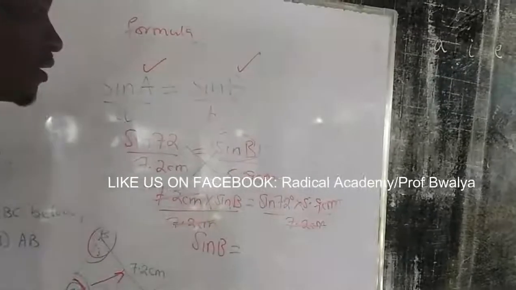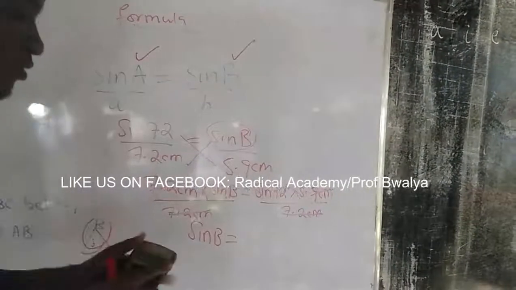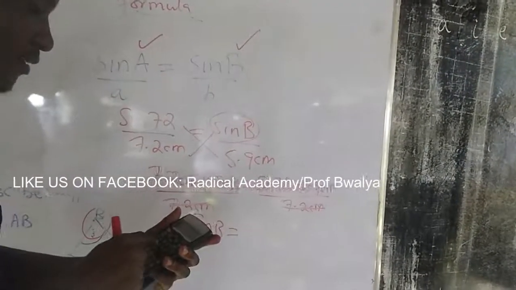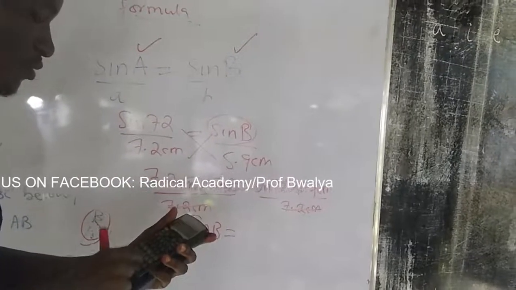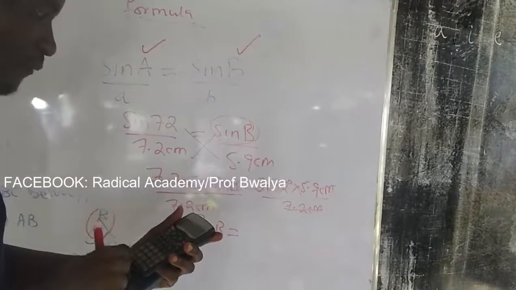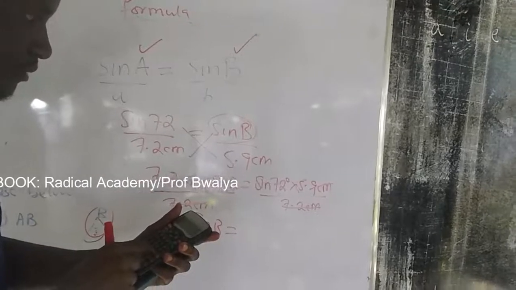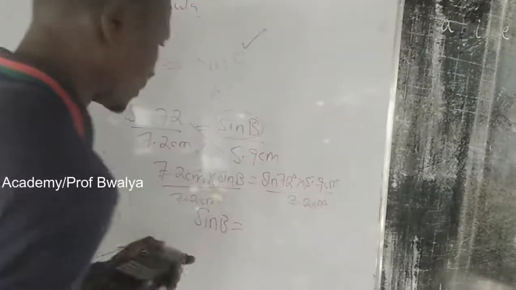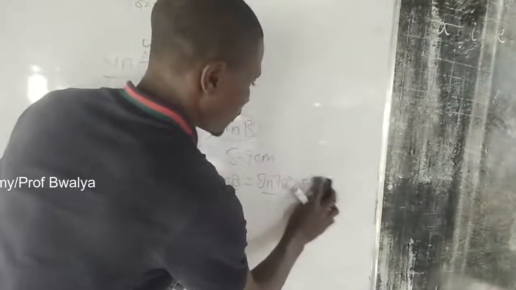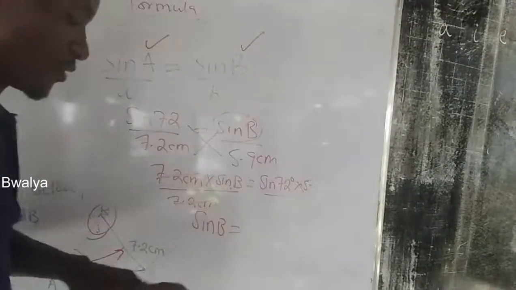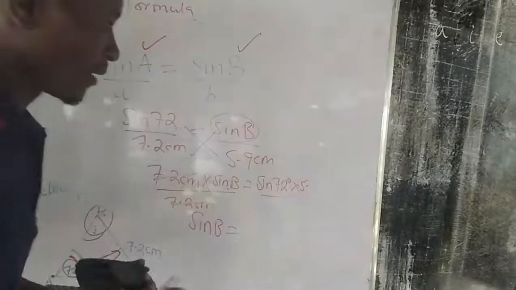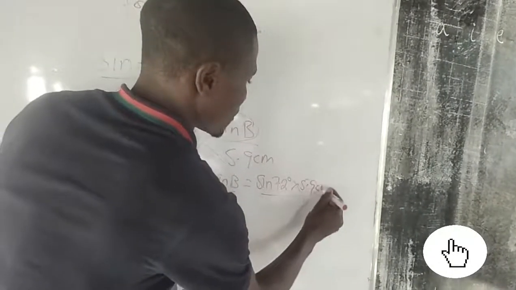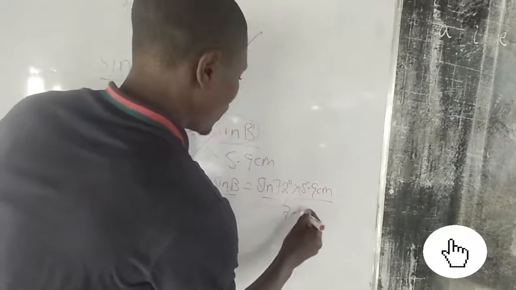So you get your calculator and then you punch on your calculator sine 72 multiplied by 5.9. Okay, that was a mistake. 5.9 centimeter over 7.2 centimeter. So I made a mistake over there.